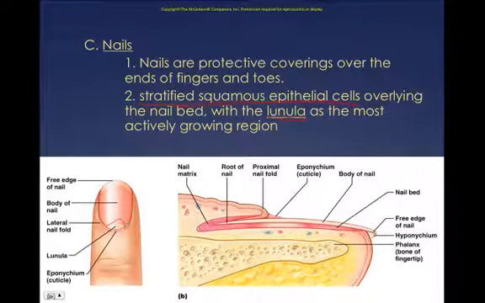So it's just this area right here. Sorry, I got a little crazy there with the pen. So that's your lunula. And again, that's the growing region, and the rest of this is kind of the body of the nail. And so again, most of what makes up your nail is literally just these dead stratified squamous epithelial cells with lots and lots of keratin.